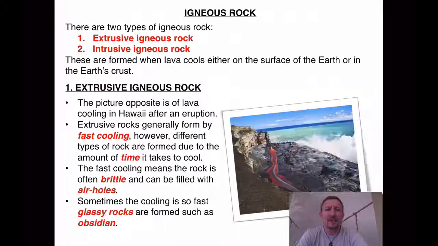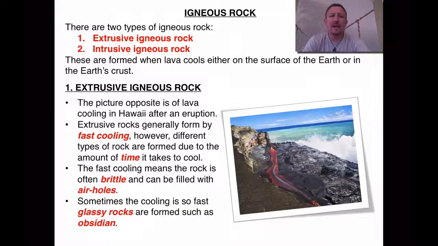Okay, so what is igneous rock? Well, there are two main types of igneous rock. There's extrusive igneous rock and intrusive igneous rock. And it's all down to the process of their cooling. Now, extrusive means that it is cooled on the outside surface of the planet, whereas intrusive, by its name, means that it's cooled on the inside of the Earth's planet or the Earth's crust.